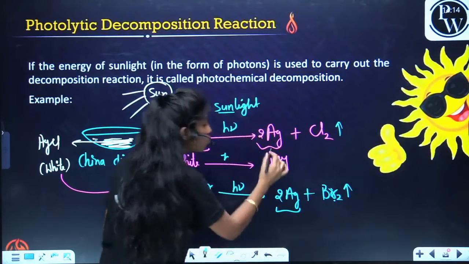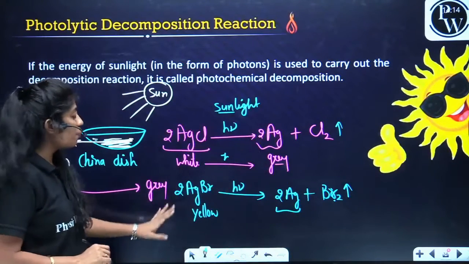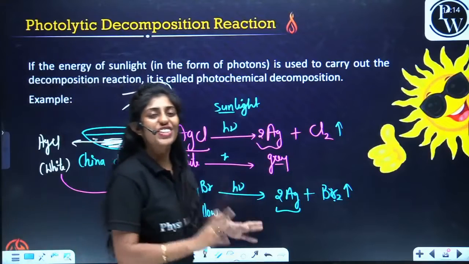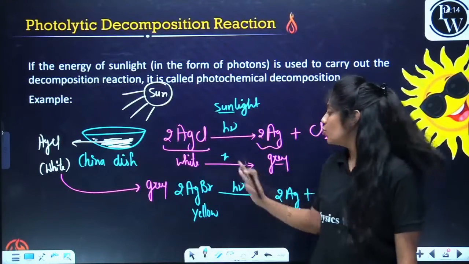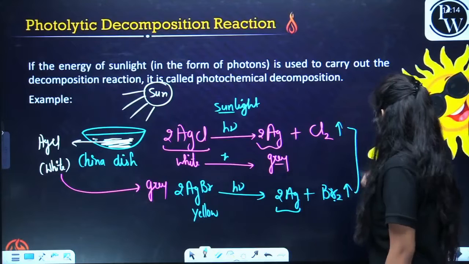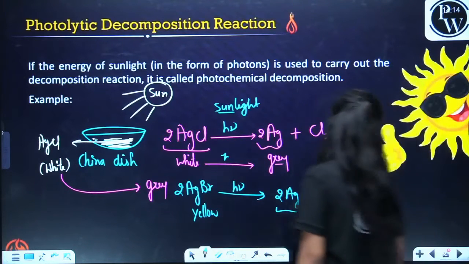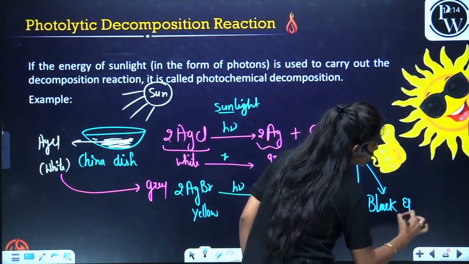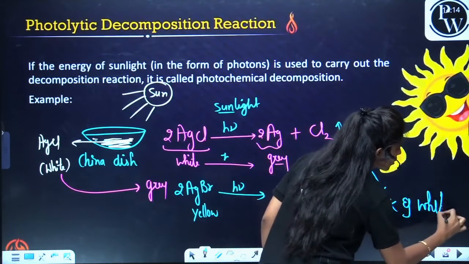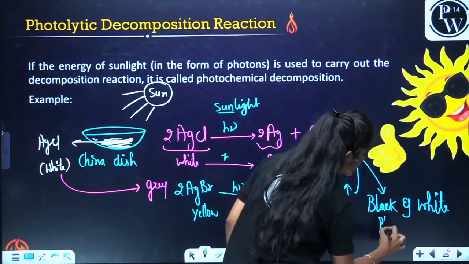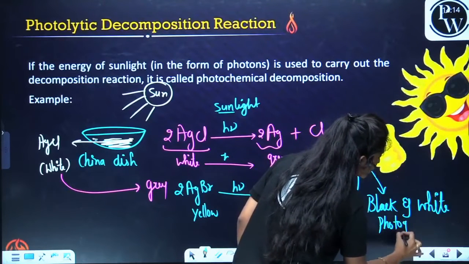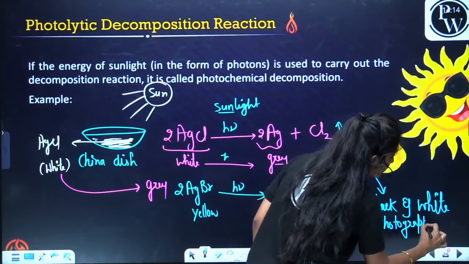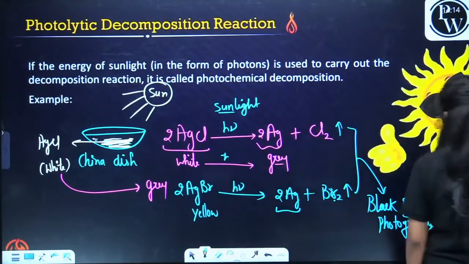This is also silver gray. From pale yellow to silver gray, a change in color. Interesting? So these two reactions are basically used in black and white photography. So are we good with this?